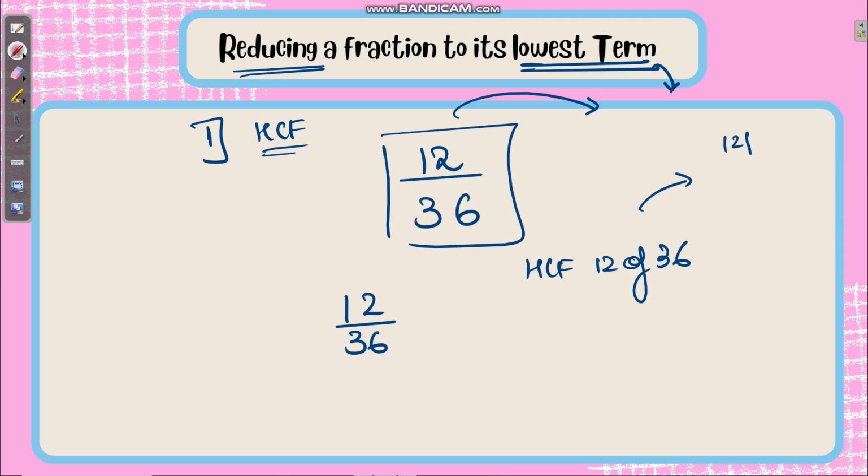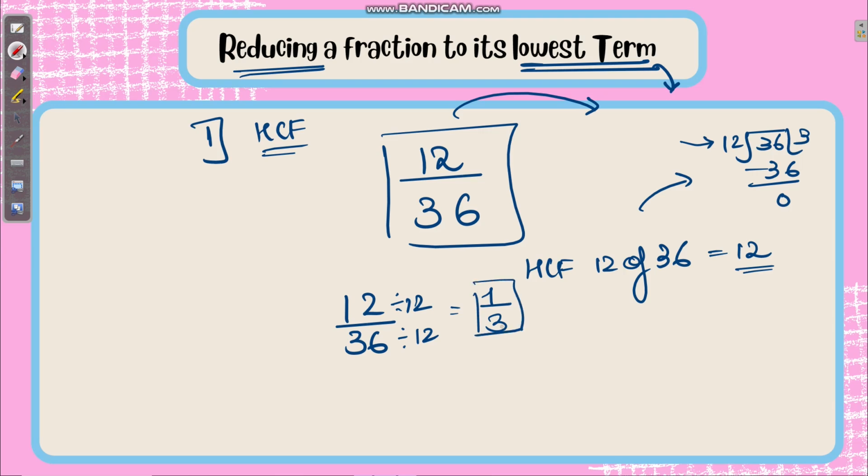What you do is, the smaller number becomes your divisor, and the bigger number is your dividend. 12 threes are 36. As soon as you get 0, whatever is the divisor is your HCF. So the HCF is 12. Whatever HCF you get, you divide both the numbers by your HCF. 12 divided by 12 is 1, and 36 divided by 12 is 3. So the answer is 1 by 3. The simplest form of 12 upon 36 is 1 by 3. You can use other methods also, like dividing by 2 or by 4. You will still get the answer, but it will be a multi-step process.